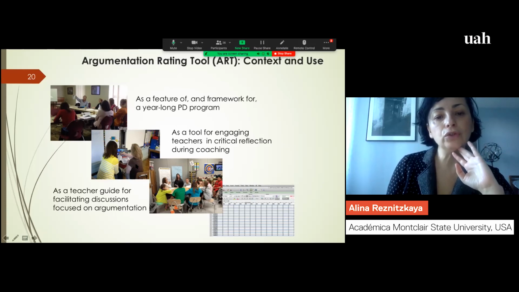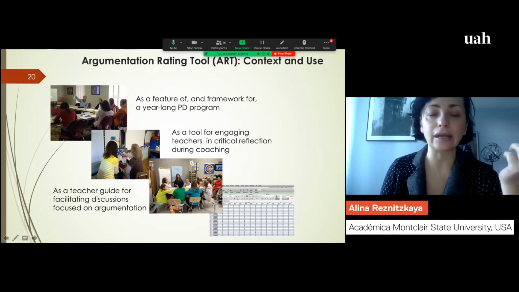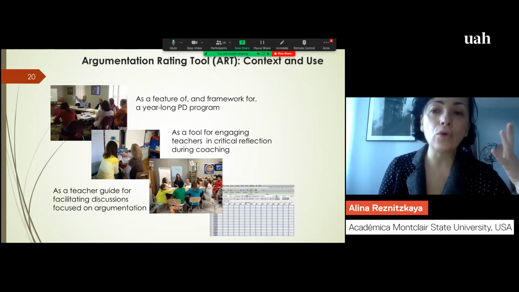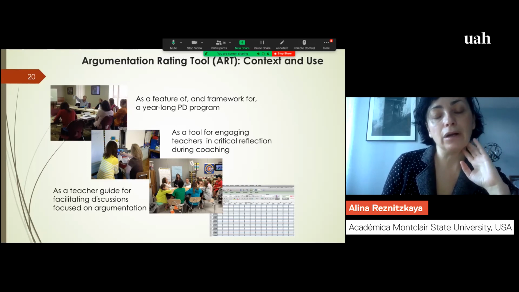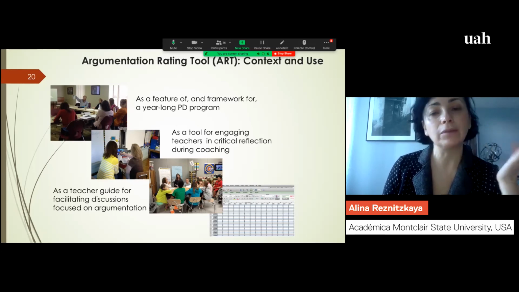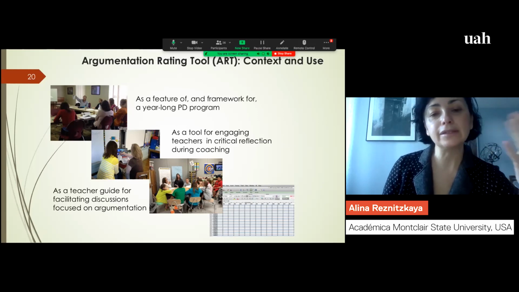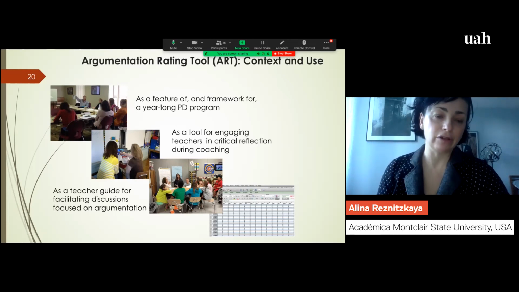We also used this argumentation rating tool during coaching sessions, where the teachers would watch a segment of their own video and then assign a score to themselves, not because we wanted to grade them, but to engage them in critical reflection on their performance with the coach. So they would say, well, maybe I'm a 5. What do you think? Maybe I could do more. This was a prompt for helping teachers evaluate their own practice.